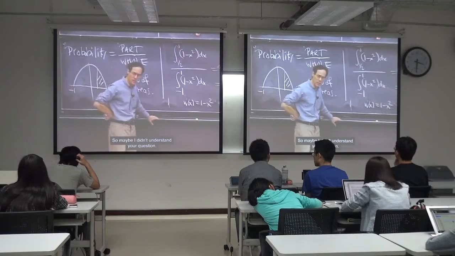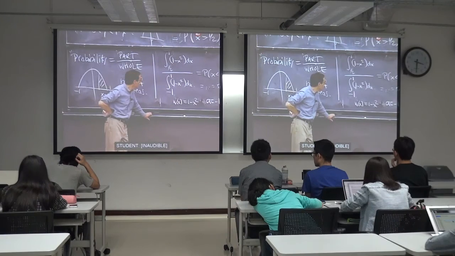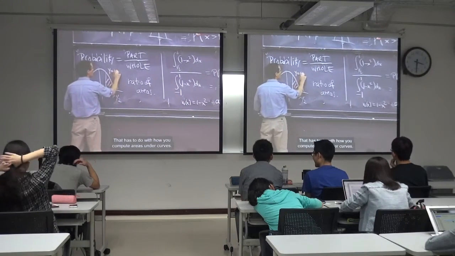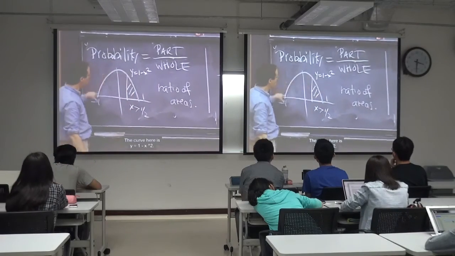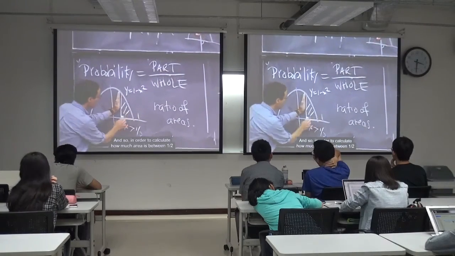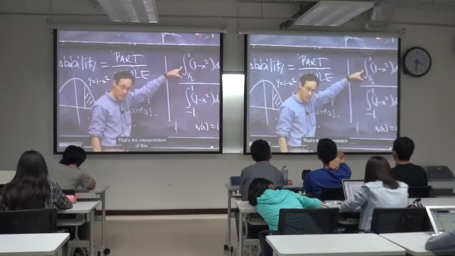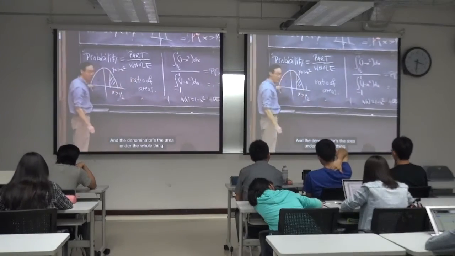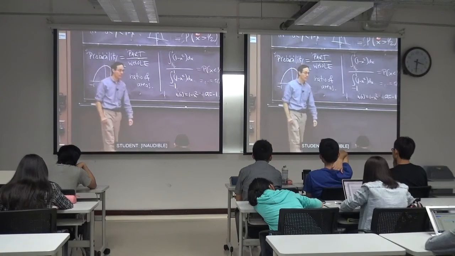So maybe I can understand your question. Why is 1 minus x squared the weighting factor? That has to do with how you compute areas under curves. The curve here is y equals 1 minus x squared. And so in order to calculate how much area is between 1/2 and 1, I have to integrate. That's the interpretation of this. This is the area under that curve, this integral. And the denominator is the area under the whole thing.